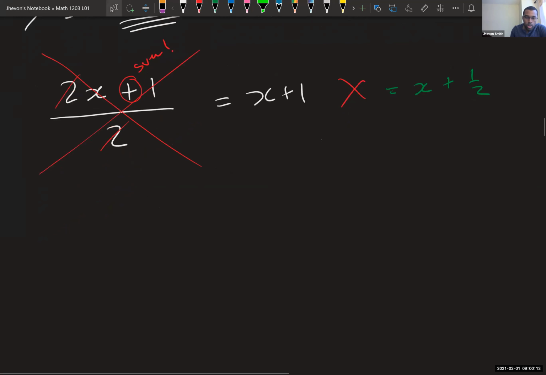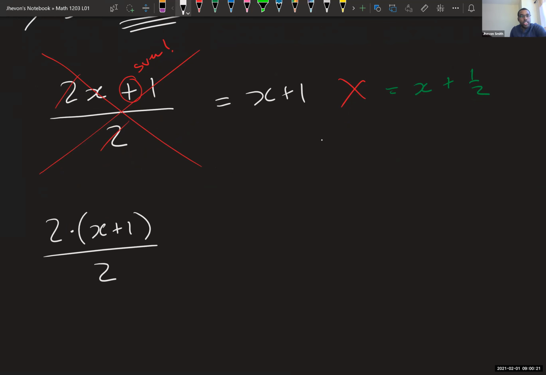What you can do is cancel across multiplication. So if instead you had this, and there's a multiplication here, because the 2 is multiplying the x plus 1, you can cancel across multiplication. So canceling that and getting x plus 1, that's okay. So it's okay to cancel across multiplication, not okay to cancel across sums. You can cancel across multiplication and division, not across pluses or minuses. Very basic mathematical fact. A lot of people forget this though, so I just want to make sure that you guys don't.